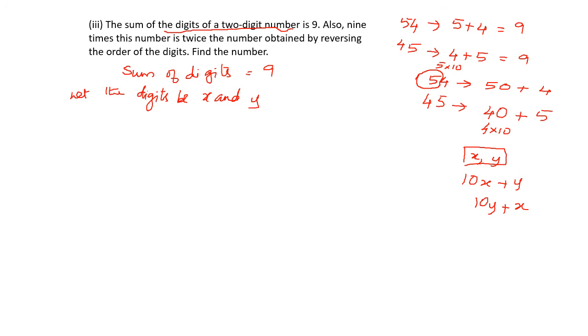Let the digits be x and y. Then x plus y equal to 9 is given. Okay, the sum of the digits is 9. That is the first one given. Now what is the second one?